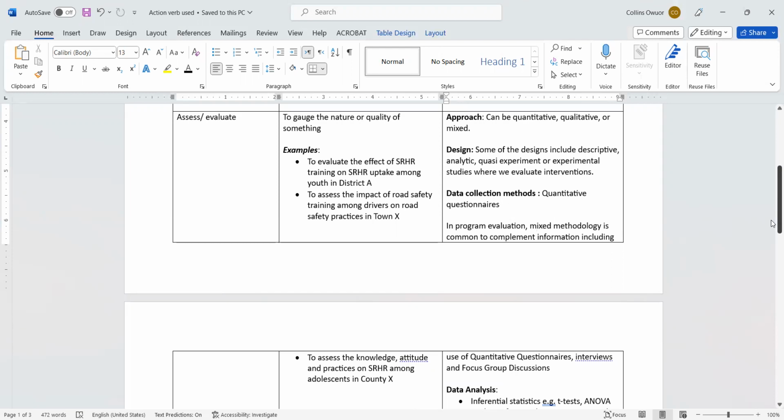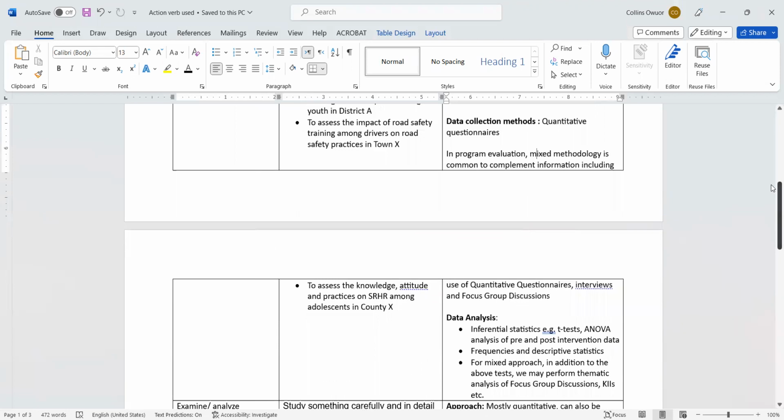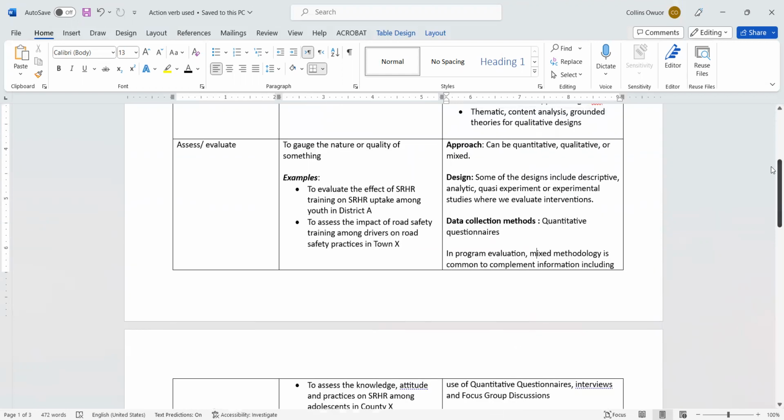We could also say to assess the impact of a road safety training among drivers on road safety practices. So trying to gauge the quality of that training. Also, I may want to gauge the nature of something, for instance, the nature of knowledge, attitude, and practices on sexual, reproductive health and rights among adolescents in County X. So basically, those are the areas where we use the words assess or evaluate.